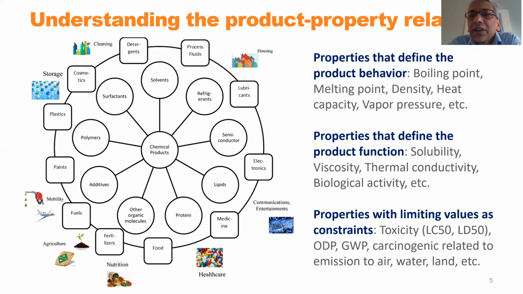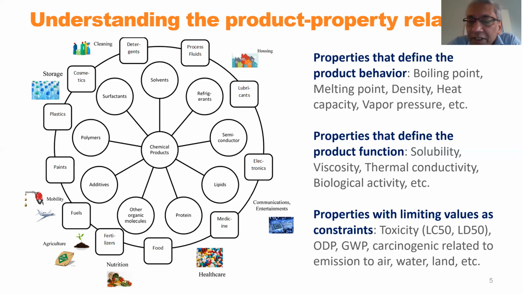Now let's look at the product property relationship. As we know that there are different kinds of products, single molecule, mixtures and so on. The properties of those chemicals define different types of effects. For example, there are properties that define the product behavior, like boiling point, melting point. They will define whether at a specific condition the product will be liquid or not. Another one is properties that define the product function. For example, solvent is supposed to dissolve a specific chemical, so solubility is important. If the product has a flow function, then viscosity would be important. For heat transfer, thermal conductivity would be important. For drugs, biological activity would be important. So these kind of properties define the function.